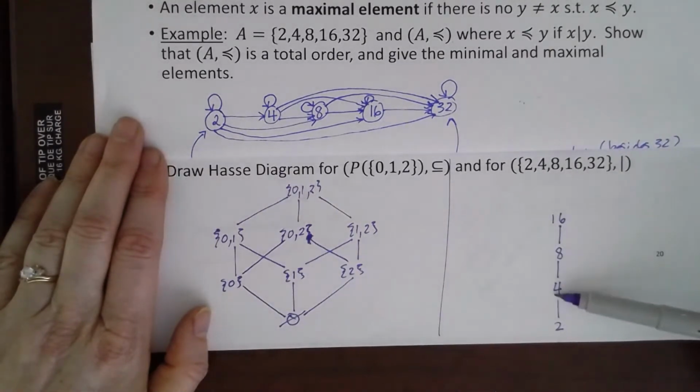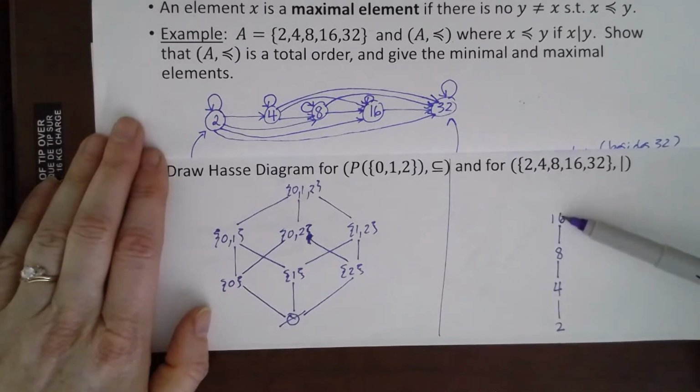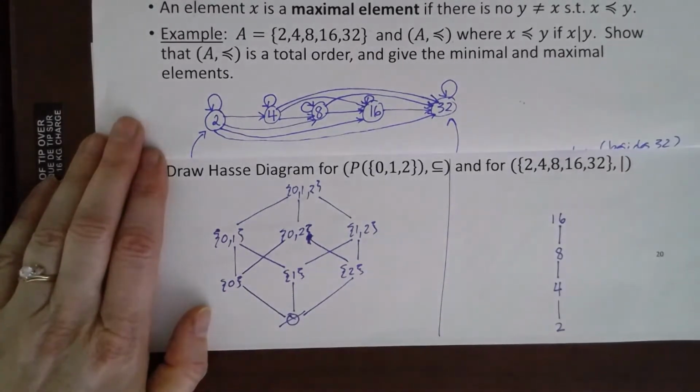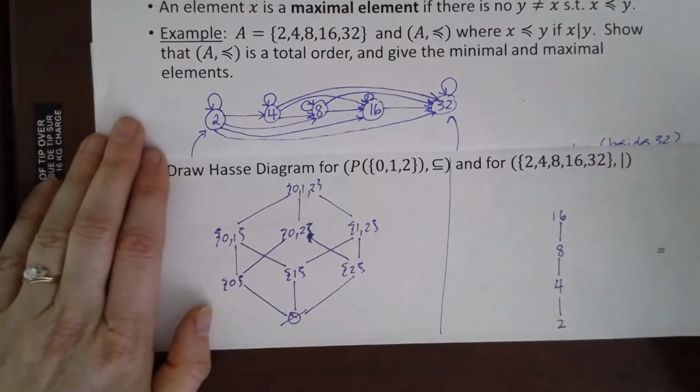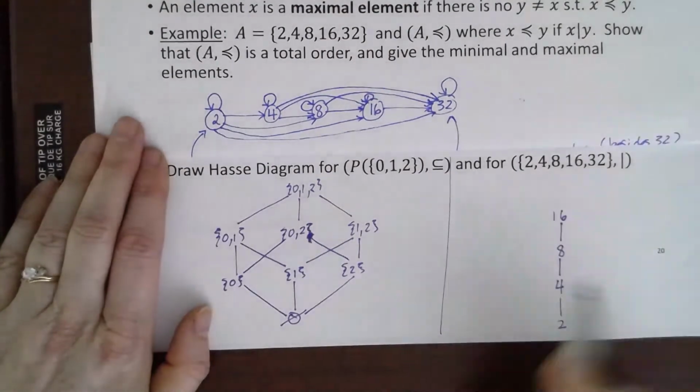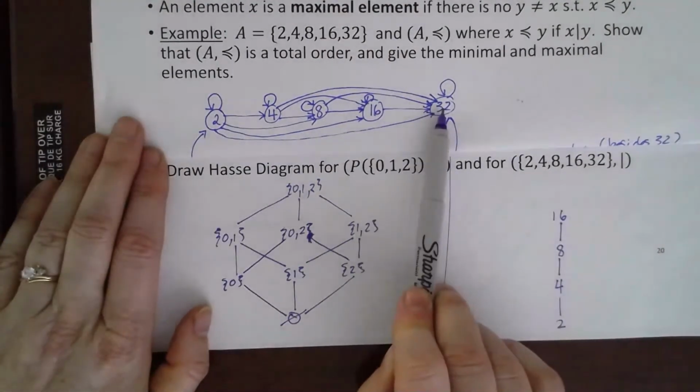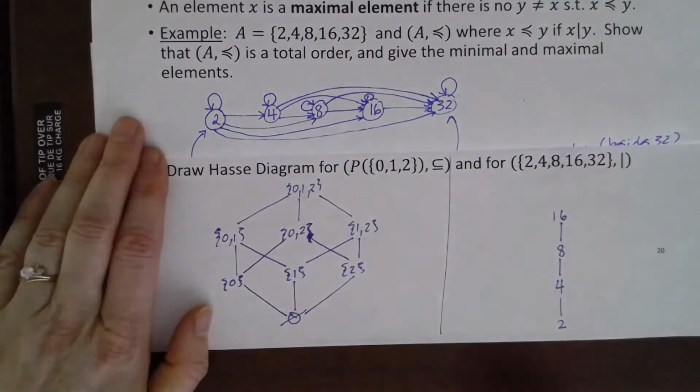There's an upward path from 4 to 16. I know 4 and 16 are related. All of that by transitivity. I'm not going to put any of those edges in because it's all implied in the diagram. Okay, and finally, I've got the 32. Well, 16 divides 32, so 32 has to appear above the 16.